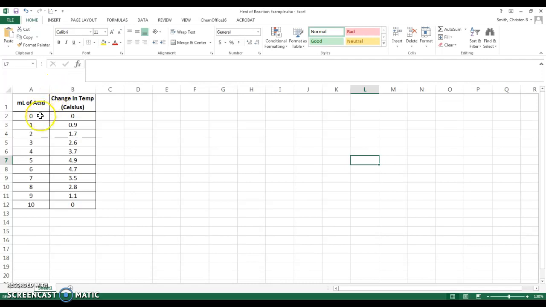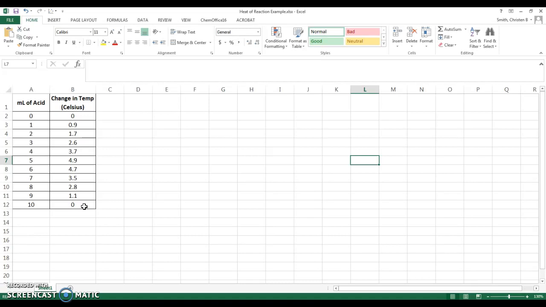I added a 0 point when I was looking at 0 milliliters of acid, in which case I had 10 milliliters of base, and I saw 0 change in temperature since no reaction can occur if I have no acid. And I also added a 0 at the bottom, in which case I was talking about a trial in which I had 10 milliliters of acid and no base, and again I'm going to have no reaction and no heat release, so I should see no change in temperature.